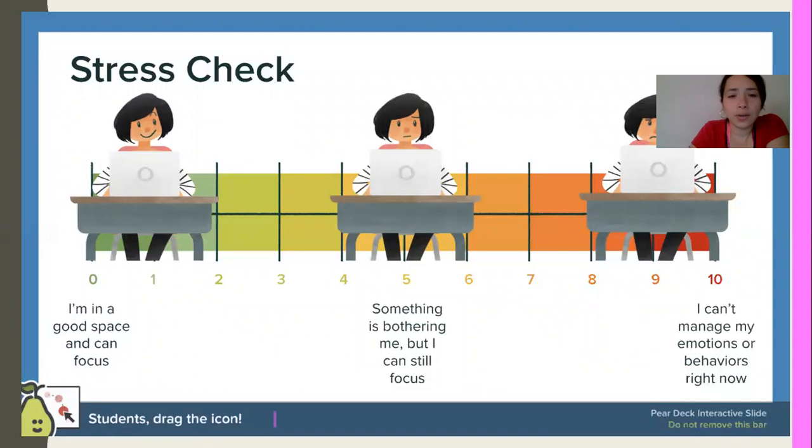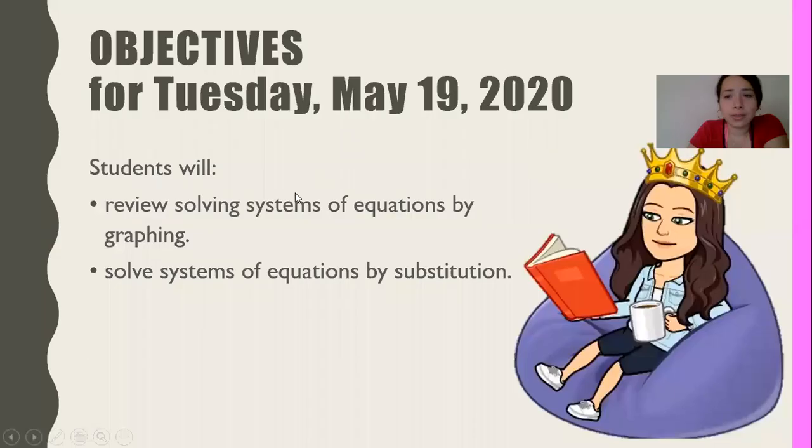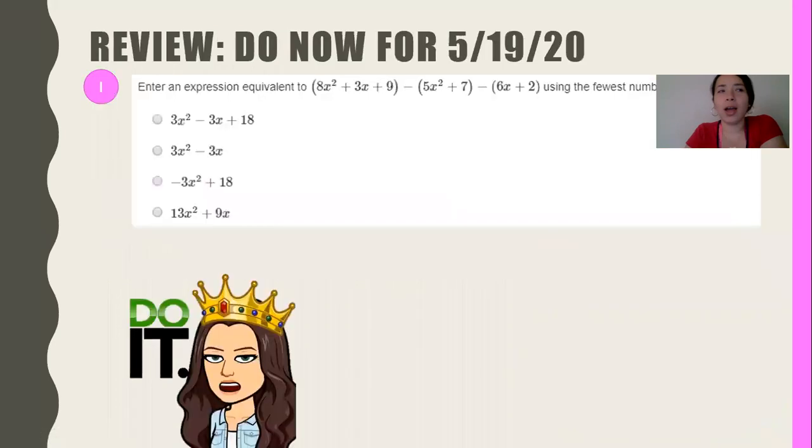Okay, good. I see a 0, a 3. Today we're going to solve systems of equations by graphing and solve systems of equations by substitution. Because you haven't really been here, I need you to watch the videos that have been posted, because this is all new and starting to get more complicated. I want to make sure you understand how to do these before we keep moving on. But before that, let's review the do now.